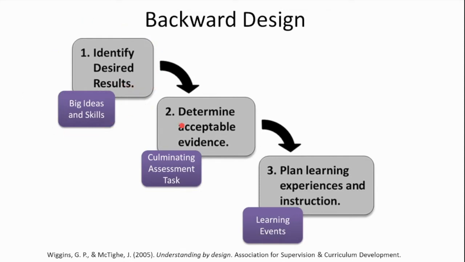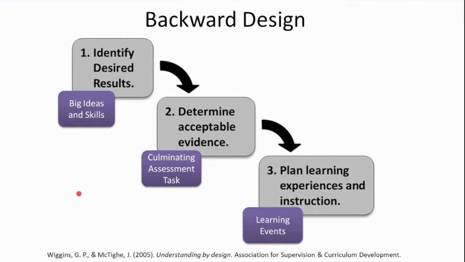Then we determine acceptable evidence. In other words, what will be the culminating assessment task that will result in evidence from each individual student? Only then do we begin to plan learning experiences and instruction, the actual learning events. If we're not careful, as teachers, we can get far too excited about developing the learning experiences. According to backward design, these should only be developed if we've already identified our desired results, as well as what acceptable evidence or culminating assessment task we will use to measure student progress and success.